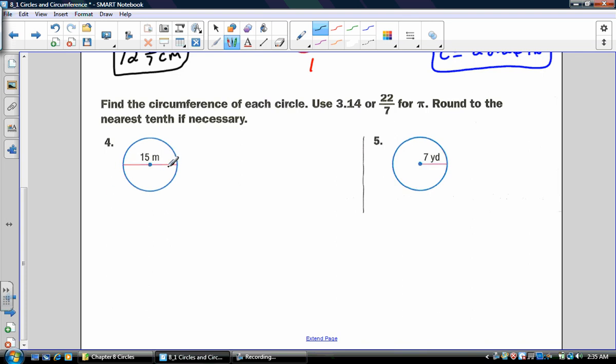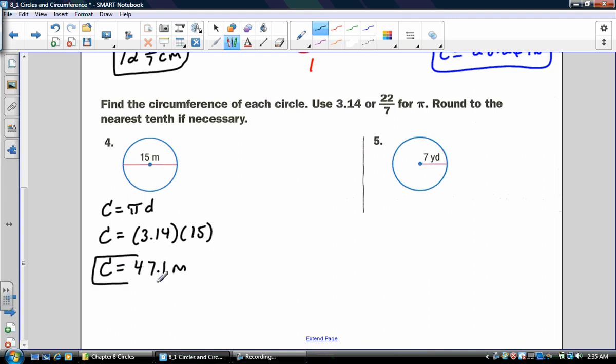Example 4, we're given a diameter, so we're going to use circumference. It's going to be equal to pi times the diameter. Circumference is going to be equal to, we'll use 3.14 times the diameter of 15. And 3.14 times 15 is going to be 47.1. And those would be meters.